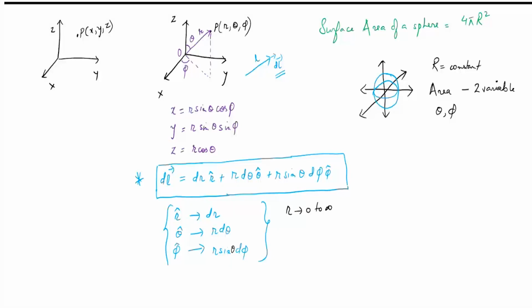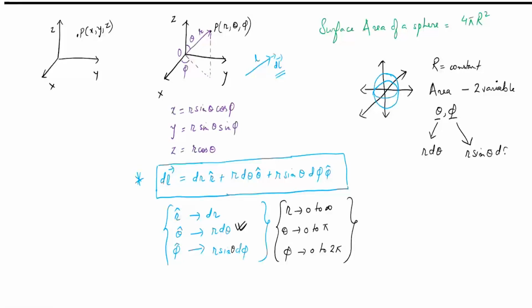Theta can go from 0 to pi, and phi can go from 0 to 2 pi. You should know this. So theta and phi are the variables. The change in theta is given by r d theta, and the change in phi is given by r sine theta d phi.